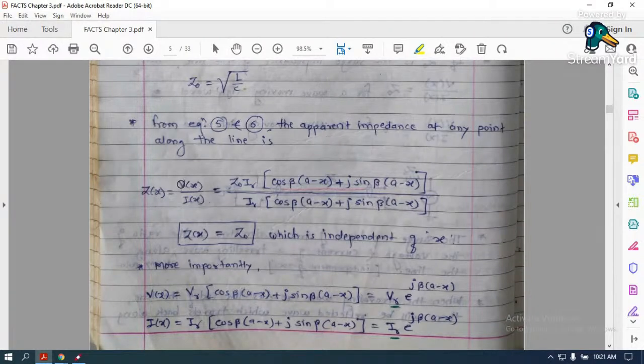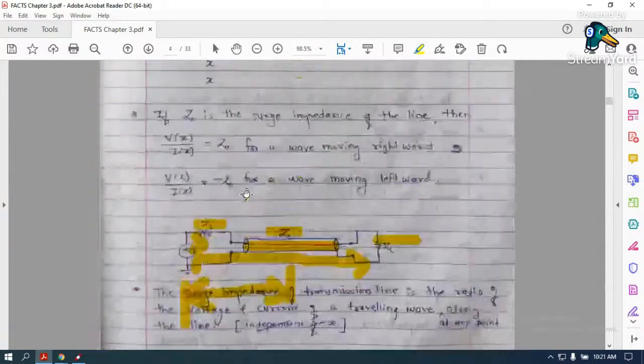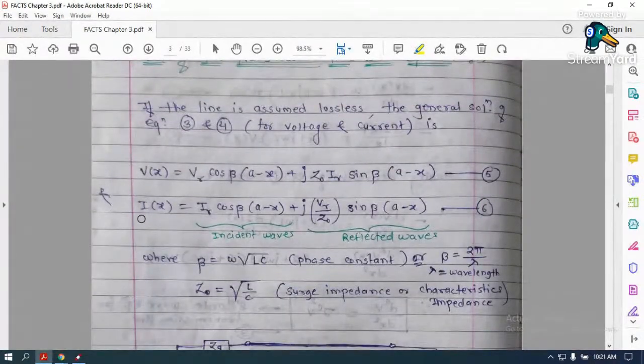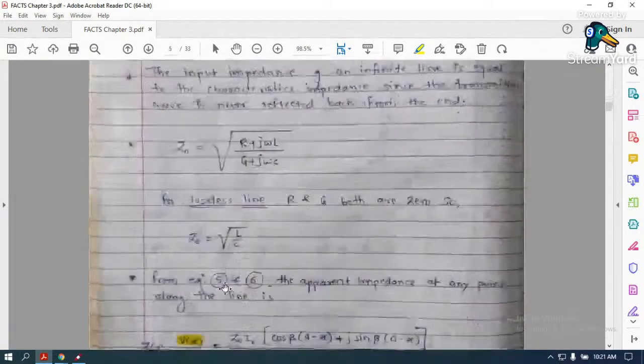Correct? Now, we have already seen V of x and I of x in the previous lecture, these two equations, the general solution of the wave equations. V of x was equal to VR cos beta(A minus x) plus j Z0 IR sin beta(A minus x). Similarly, I of x. Just put it here.